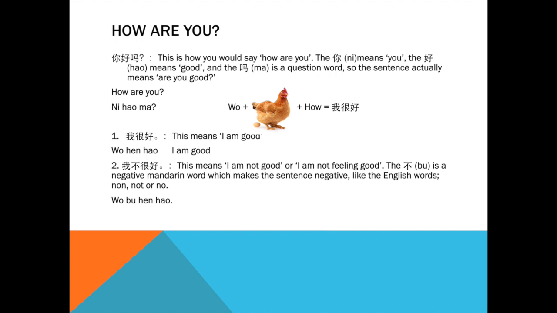我不很好. This means I am not good or I am not feeling good. The bu is a negative Mandarin word, like the English words non, not, or no, and this makes the sentence a negative. 我不很好, and as usual, pause the video and practice more.